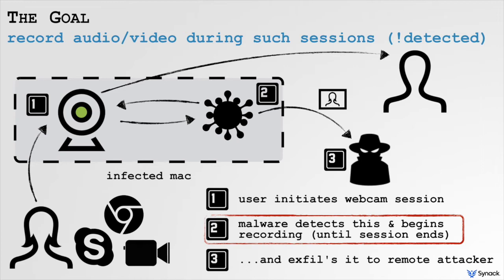So pretty much three steps. We're going to wait until the user starts a legitimate webcam session. Then we're going to detect this and piggyback onto that session. And then we're going to be able to exfiltrate that recording. So we're pretty much just going to focus on step number two because that's the most interesting from a technical point of view.